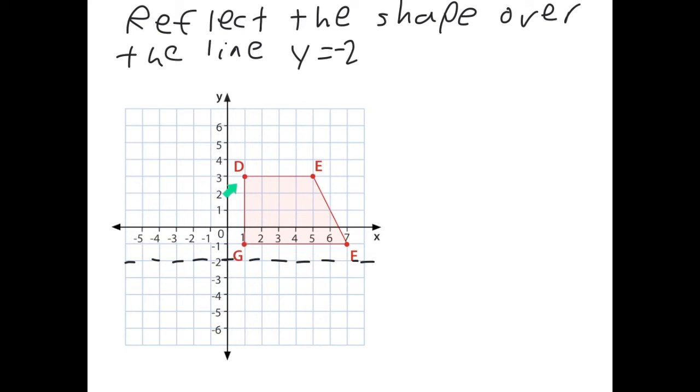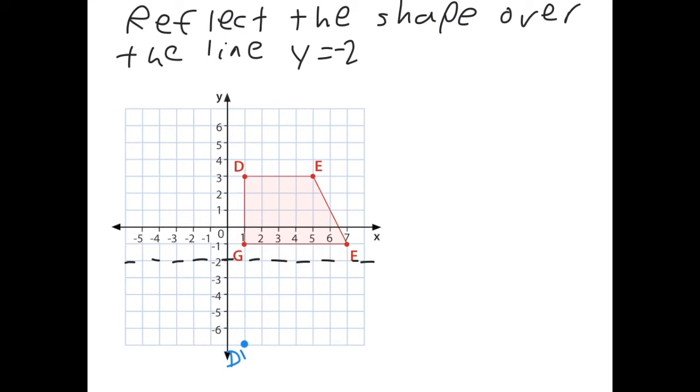D here is at 3 for the y-axis. So let's see how far it is away from our line. So 1, 2, 3, 4, 5. It's 5 units above our line, so its reflection will be 5 units below the line. So 1, 2, 3, 4, 5. So we'll put a point right here. And remember, this point, since it's the reflection of D, will be called D prime.